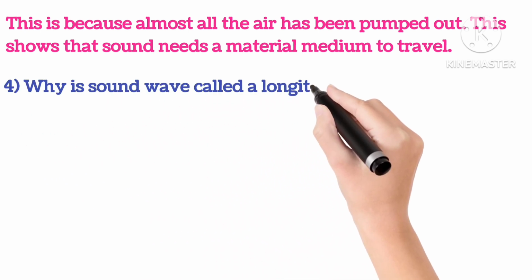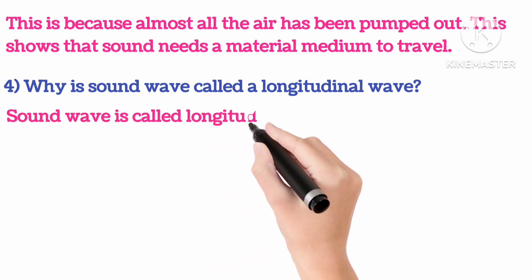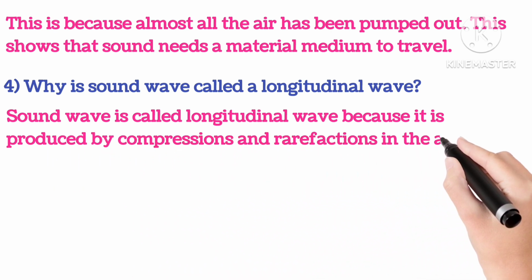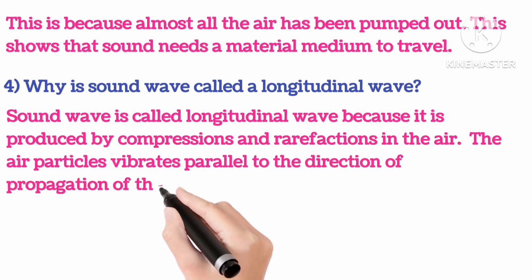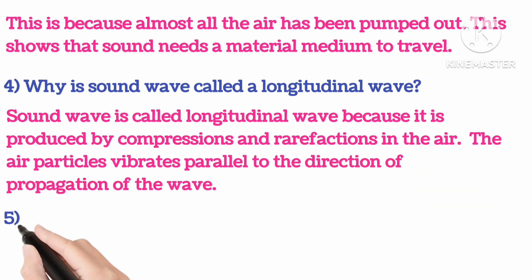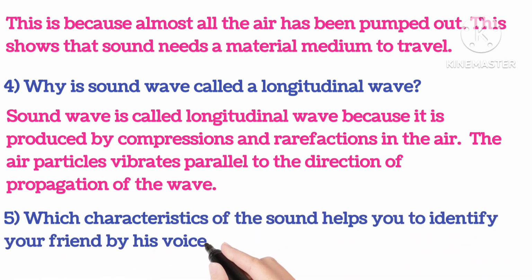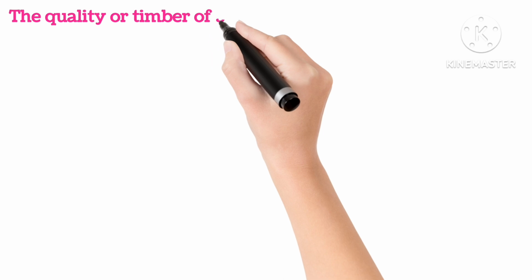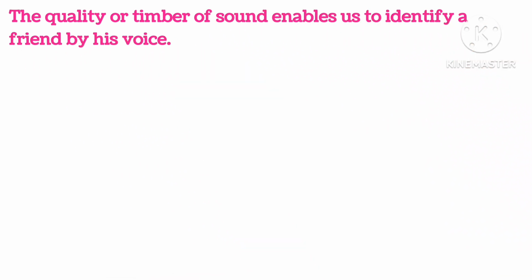Fourth, why is a sound wave called a longitudinal wave? A sound wave is called a longitudinal wave because it is produced by compressions and rarefactions in air. The air particles vibrate parallel to the direction of the propagation of the wave. Fifth, which characteristic of sound helps you to identify your friend by his voice while sitting with others in a dark room? The quality or timbre of sound enables us to identify a friend by his voice.